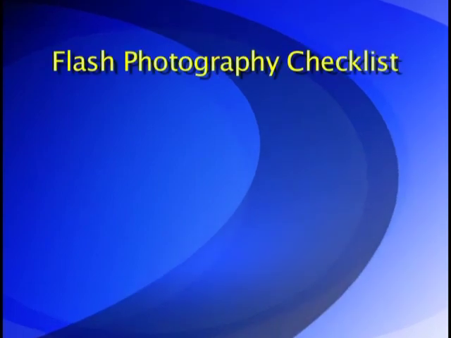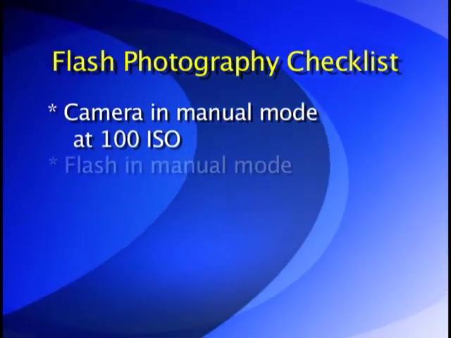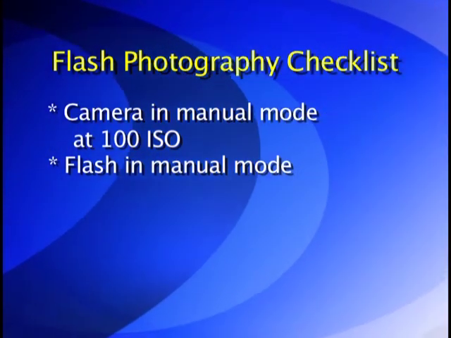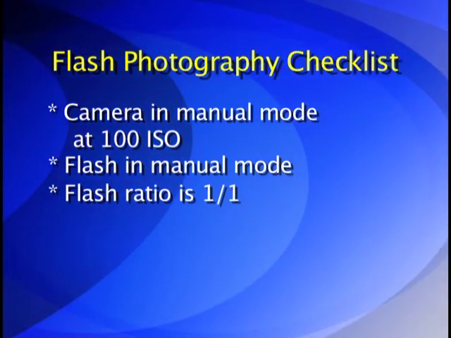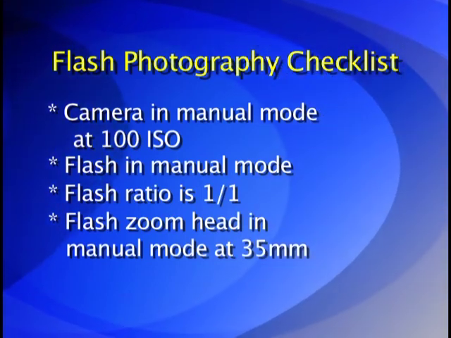So let's review a couple of things. And I know you've heard this over and over throughout this DVD, but let's take a look at the checklist that we need when we start using our flash. First of all, remember that your camera needs to be set in manual mode and at 100 ISO. Your flash checklist includes having your flash set in manual mode, start with the ratio at 1-to-1, and your flash zoom head set to manual at the 35mm position.